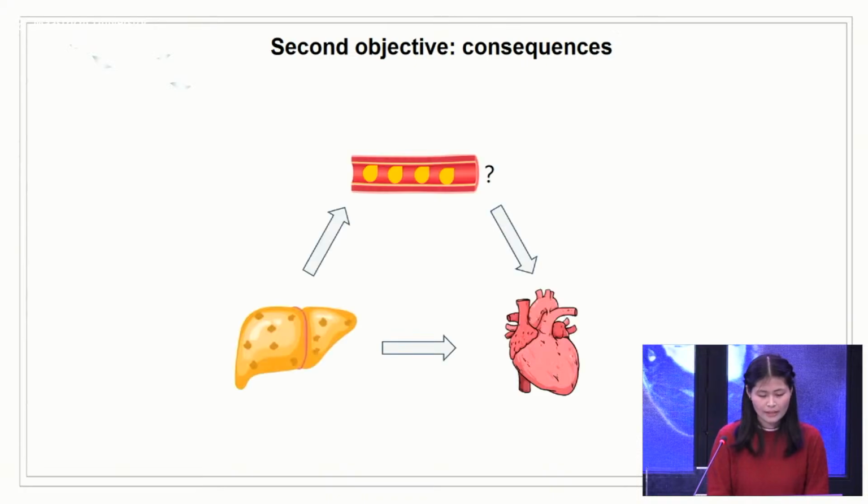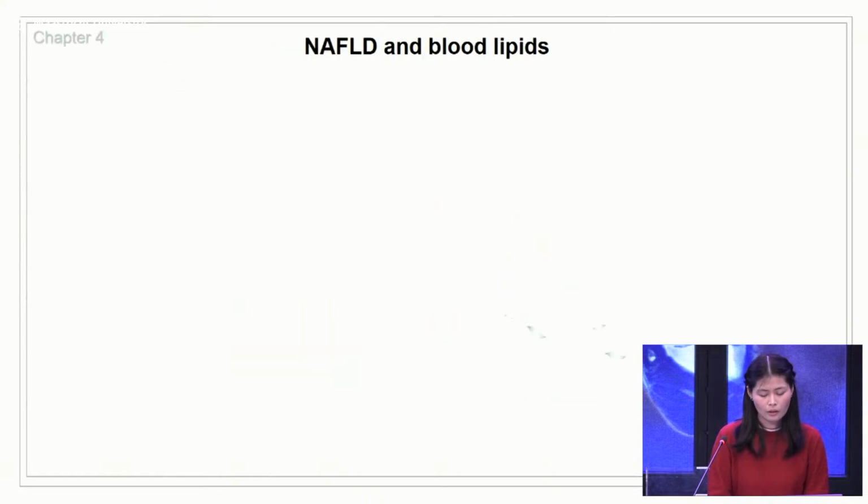The second objective of this thesis was to study the association between NAFLD and cardiovascular disease. And also, we would like to know what is the exact role of blood lipids in this association. Similarly, we would like to examine whether NAFLD can play a causal role in the pathogenesis of cardiovascular disease. Since we think blood lipids is very important in the association between NAFLD and cardiovascular disease, we would like to first study the association between NAFLD and blood lipids.